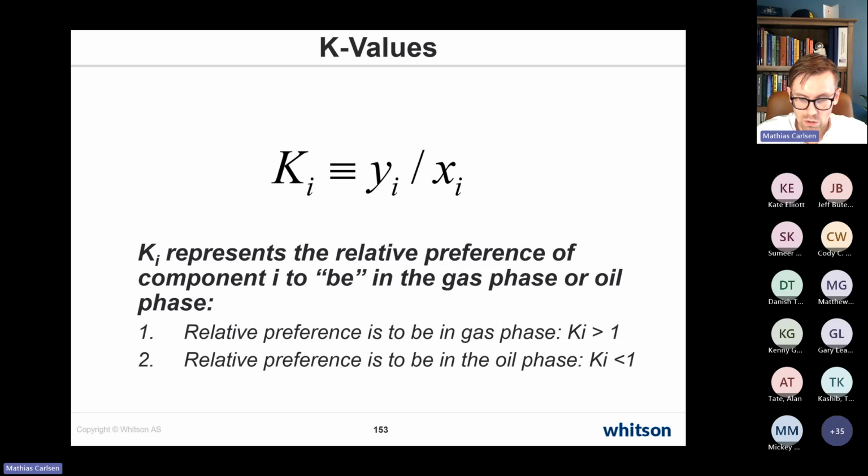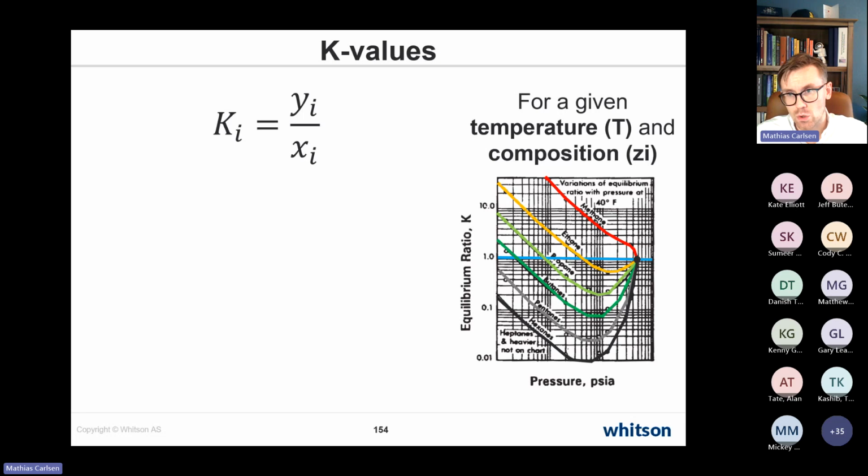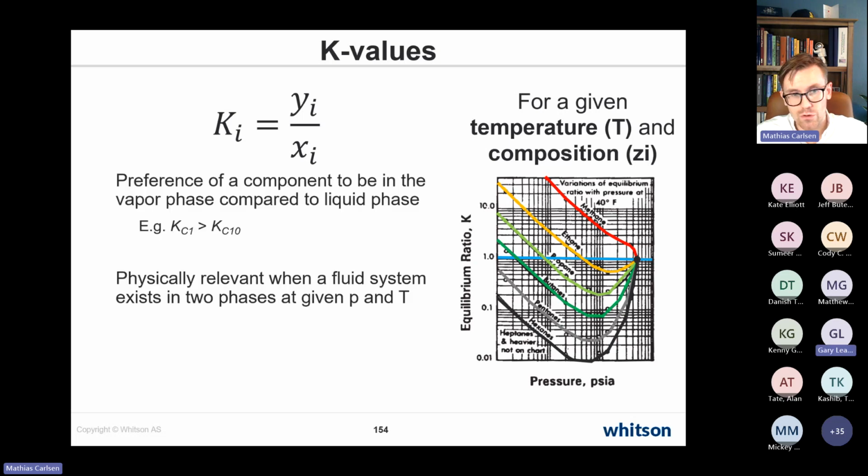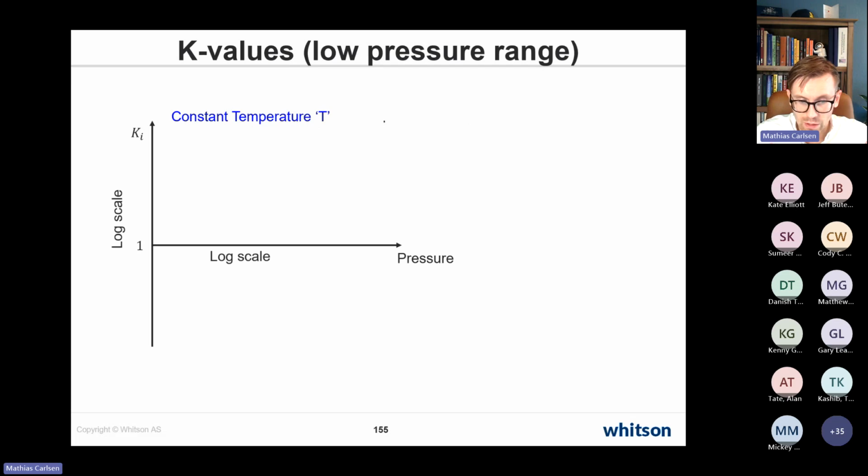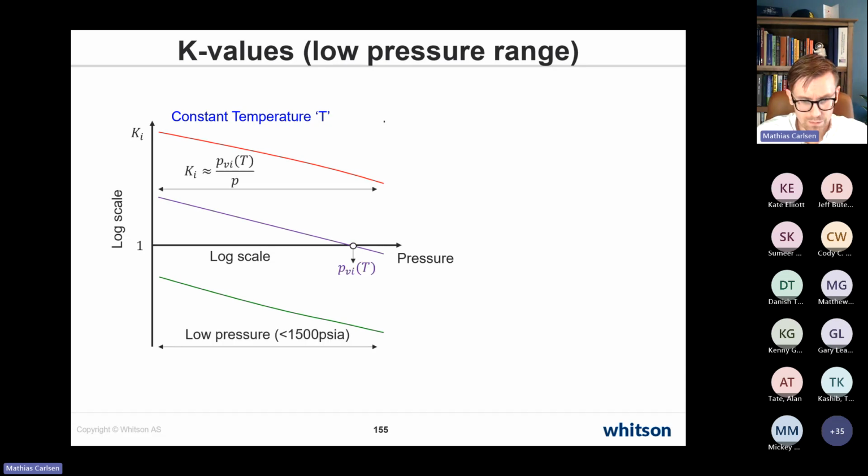It's just a relative preference for a component to be in the gas phase or to be in the oil phase. So when the relative preference for a component to be in the gas phase is larger, the K value is larger than 1, etc. Just to give you the basics here, at low pressures the K values behave linearly on a log plot. The slope here is basically -1.